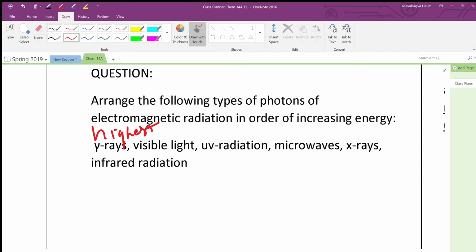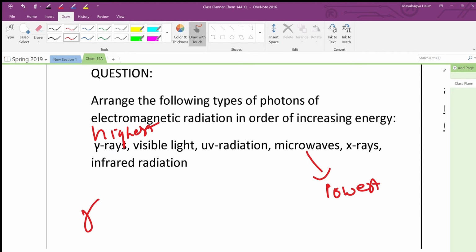Then which one is the lowest energy out of the bunch? Microwaves. Cool. And essentially that's going to be the order we have, and we have some of them on the graphs on the planner as well.